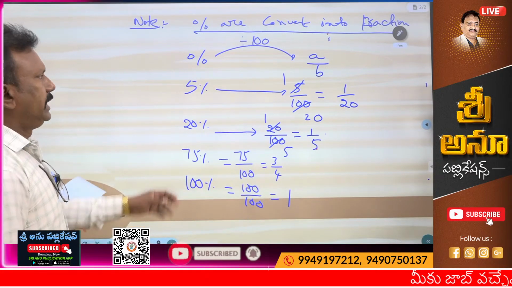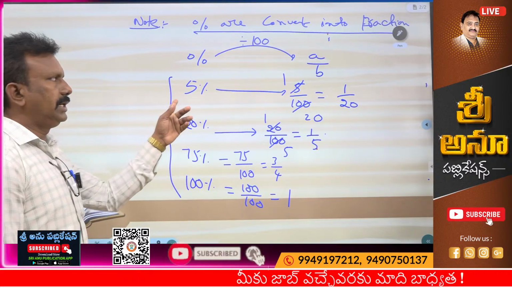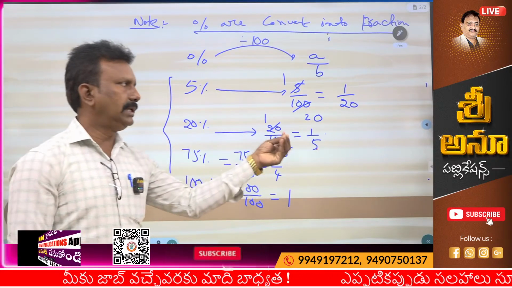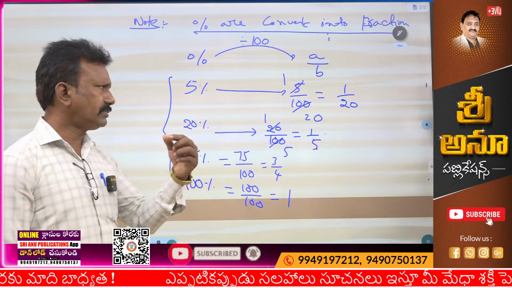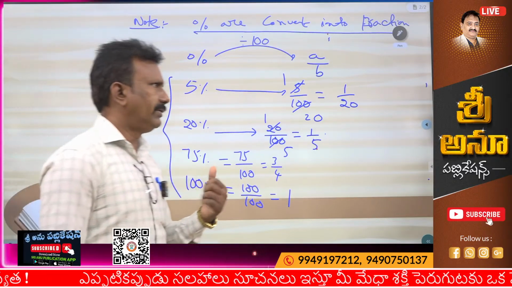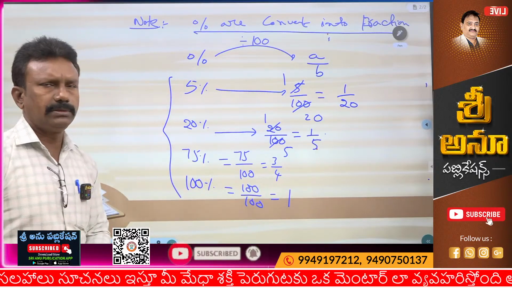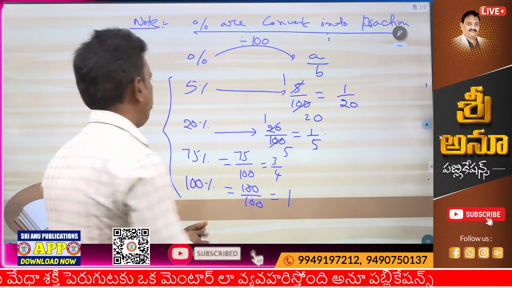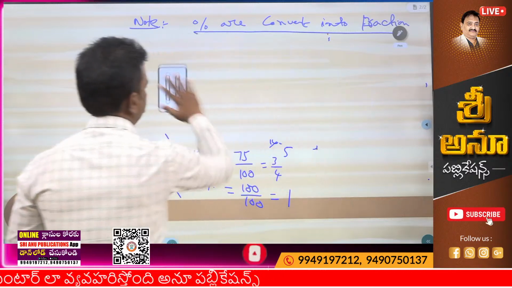In case of integers, these are the integer-related percentages. We convert them easily and write them as fractions. But sometimes we face mixed percentages, and we have difficulties with mixed percentages. So in case of mixed percentages, how do we write them as fractions? Let's see.